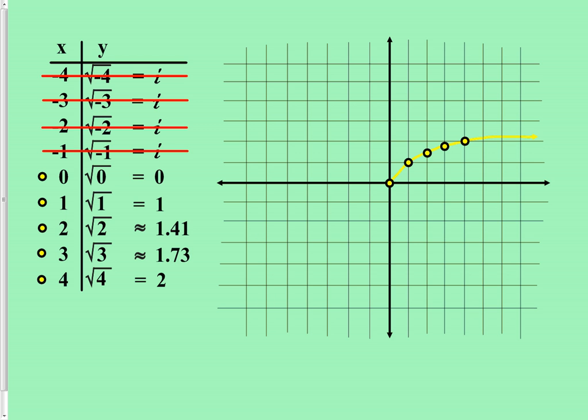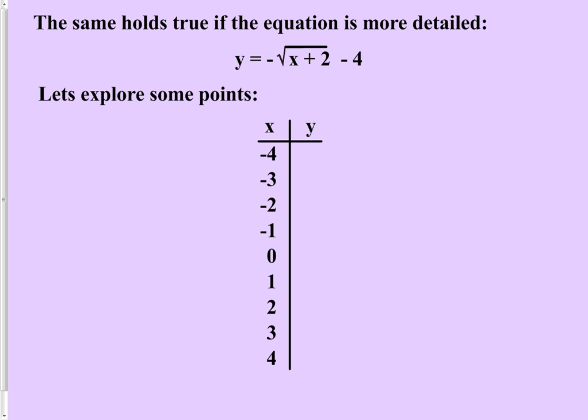Okay, now let's take a look at another equation and see how it may change if the equation gets more complicated. The note there says the same holds true even if the equation is more detailed. Now, once again, we're looking at an equation that says y equals, and then something to do with the square root of x. So once again, our graph is going to turn horizontally and run to infinity horizontally.